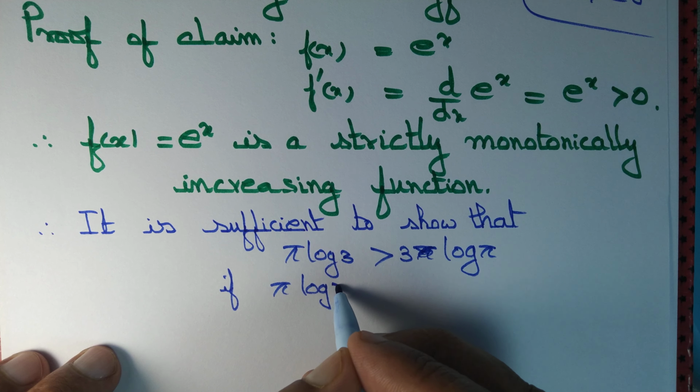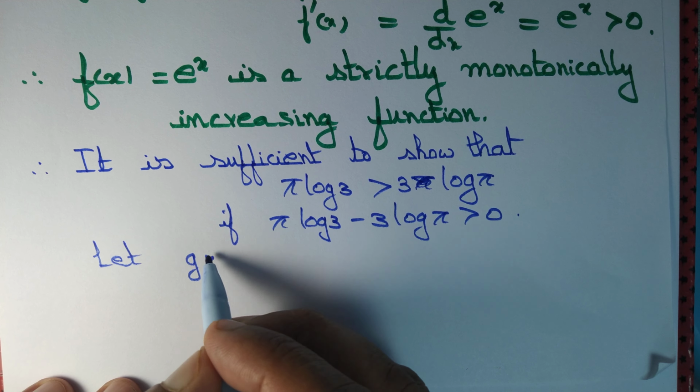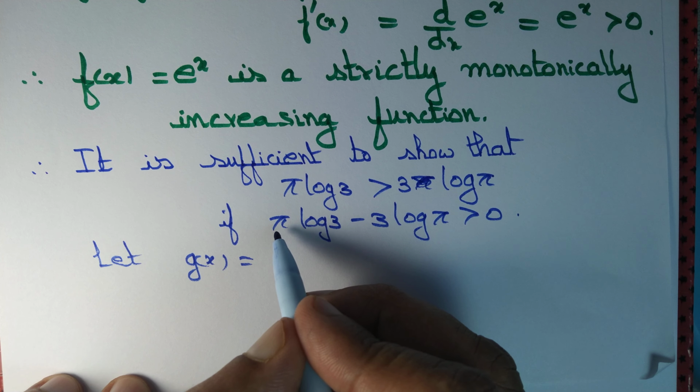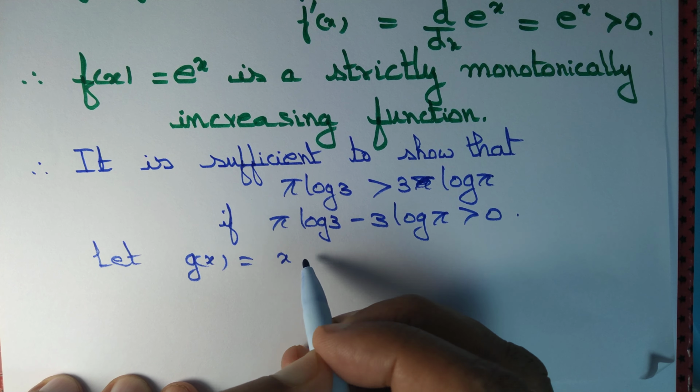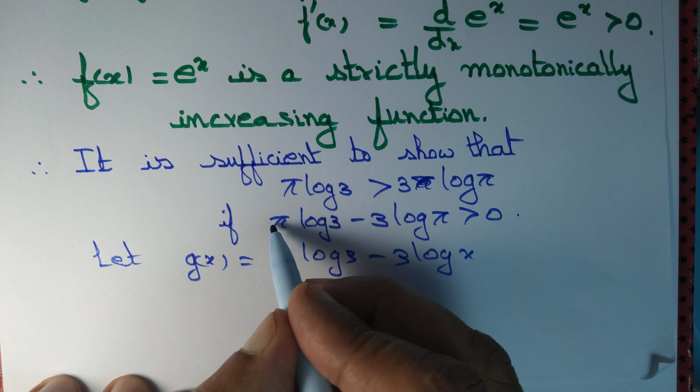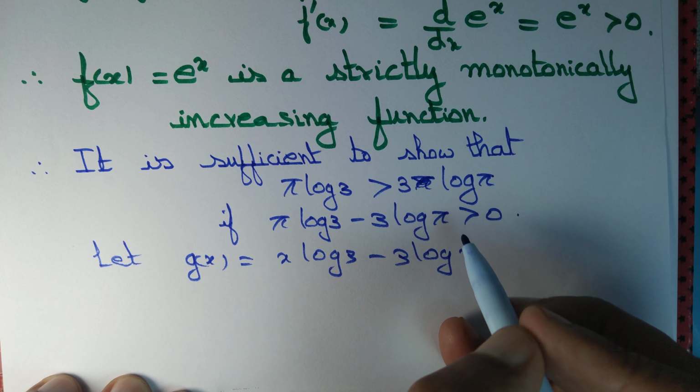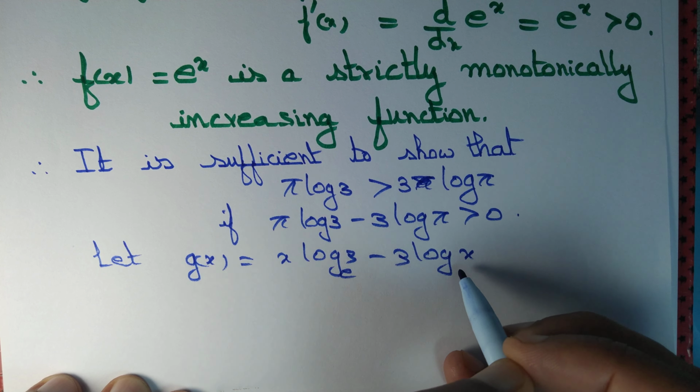So let us define another function g(x). Let g(x) equal to x log 3 minus 3 log x. Sorry, we are replacing pi by x, log with base e.